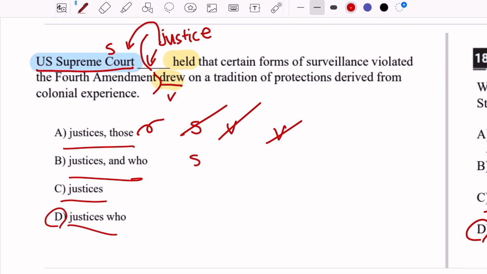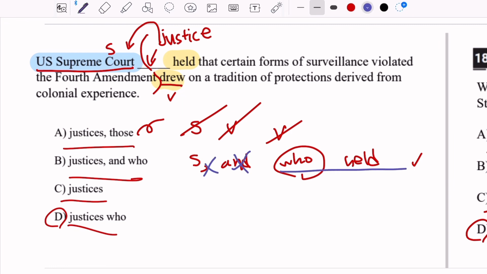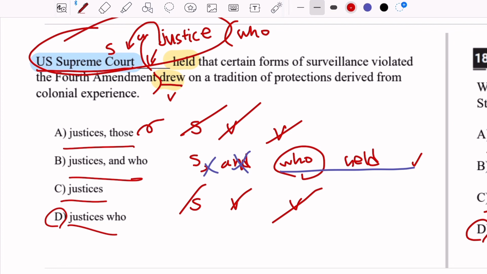U.S. Supreme Court justice and who held, verb. If you want to modify the subject by who, then you shouldn't use a comma and then. You have to just use who, blah blah blah. If you use C, it means U.S. Supreme Court justice, subject, held true. So this is not the answer. So it would be U.S. Supreme Court justice who held. So this would be the modifier for the U.S. Supreme Court justice. So the answer is D.